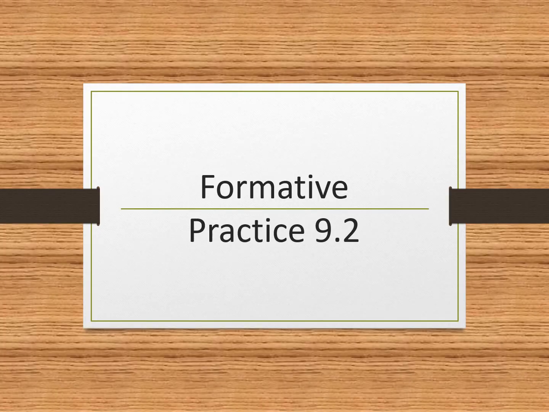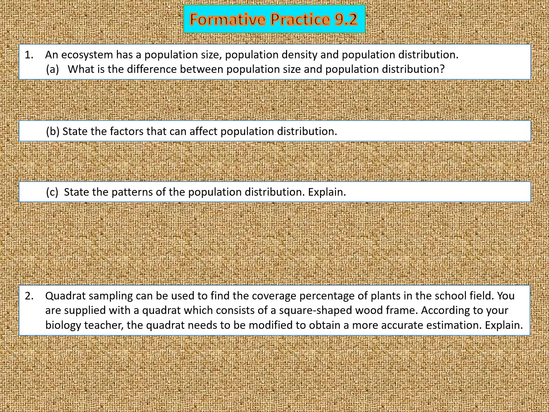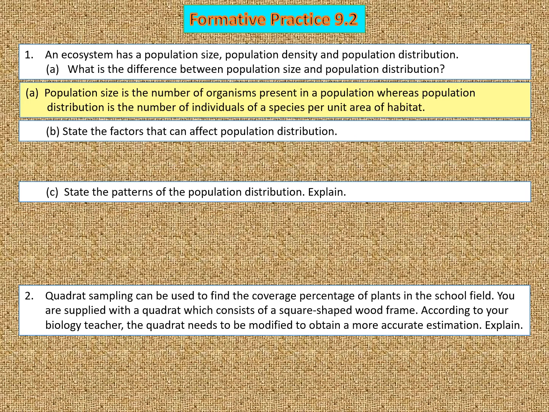Formative practice 9.2. Question number 1. An ecosystem has a population size, population density, and population distribution. A. What is the difference between population size and population distribution? Okay, the answer is population size is the number of organisms present in the population, whereas population distribution is the number of individuals of a species per unit area of habitat.